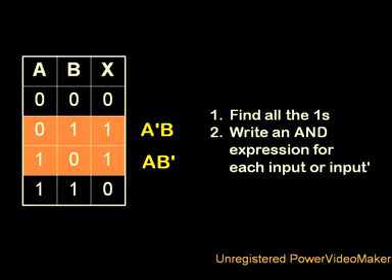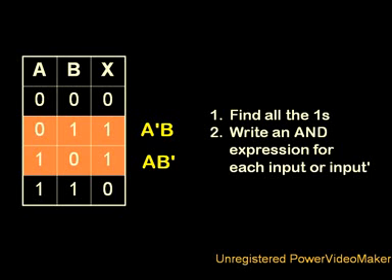Our second step is to write an AND expression for each input or input NOT that leads to that result. Now in the first row we see that A is a 0 and B is a 1. If I wrote the expression A NOT B, A NOT is 1, B is 1, and those together, I get a 1. Notice that no other row would A NOT B give me a 1.